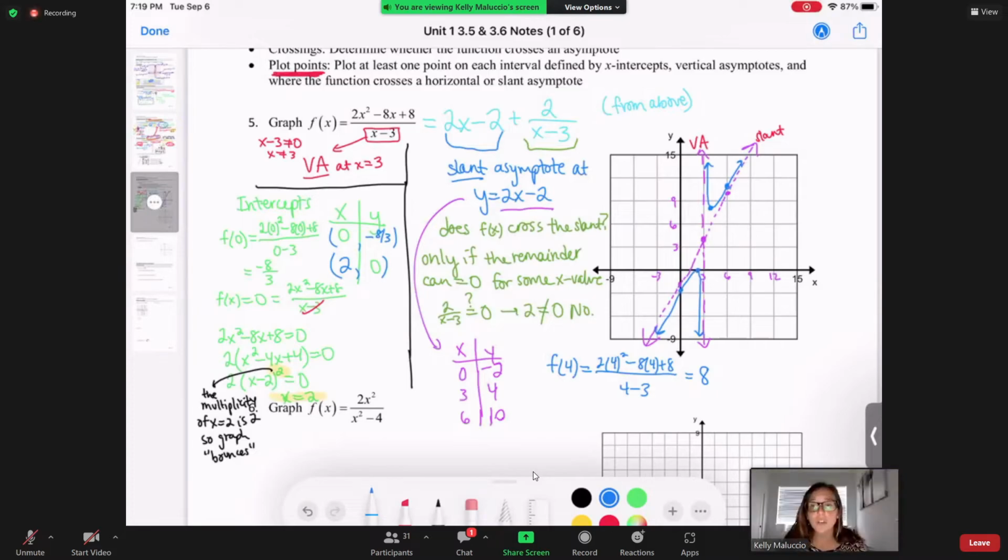So this is a trick, and these are tricky ones. You might just get one that has a vertical asymptote and it's kind of easy and it's not really that complicated, right? But these are definitely tricky problems to graph.